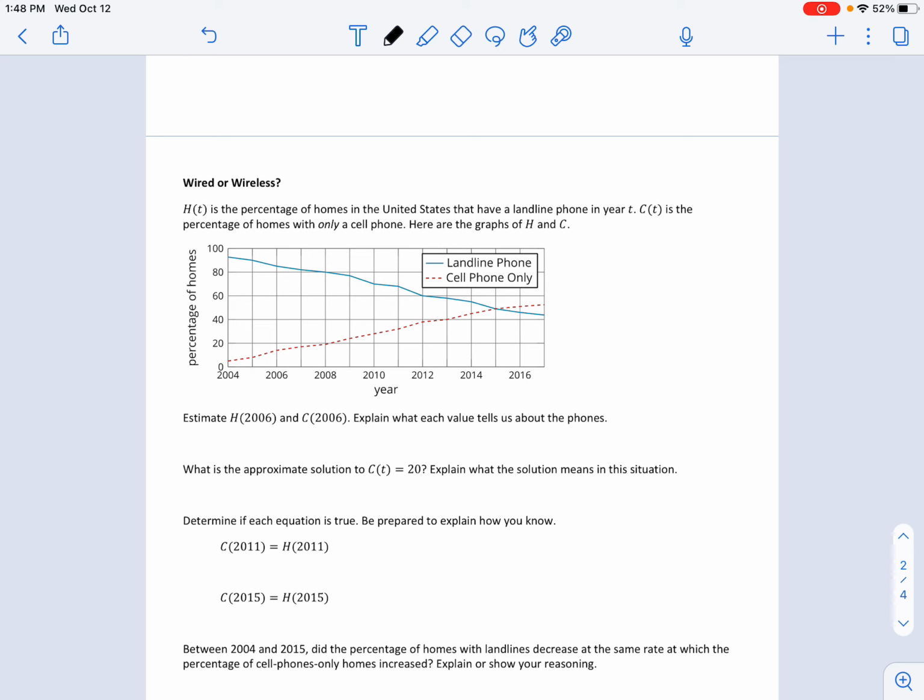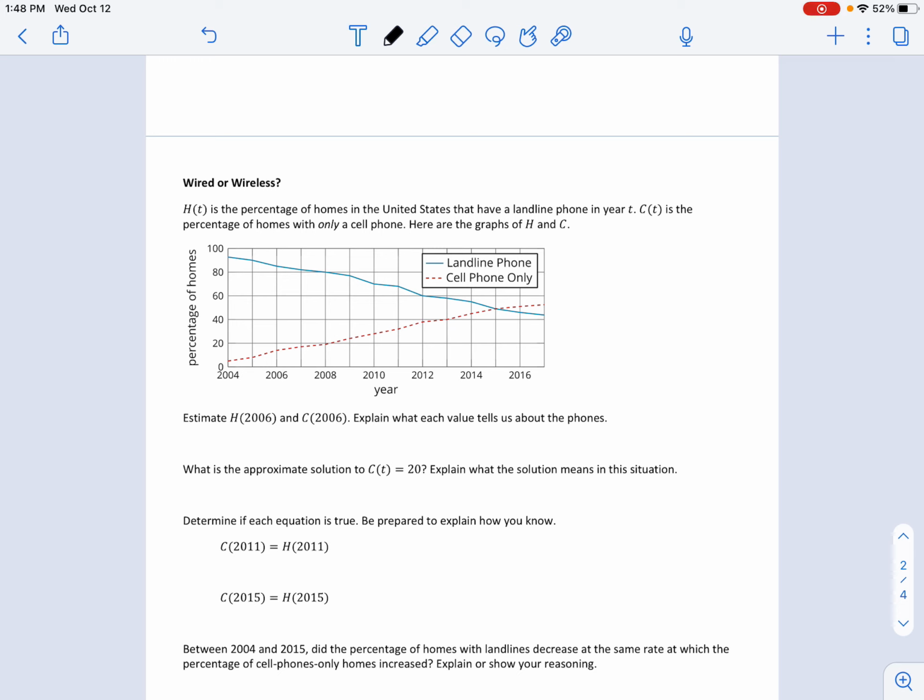cell phones are kind of taking over, because the phones that were connected were called landlines, and you can see they're represented by the blue line, and you can see that blue line is going down, whereas the red dashed line is going up, and that represents cell phone usage in households.